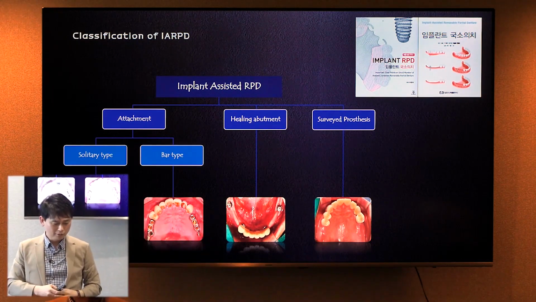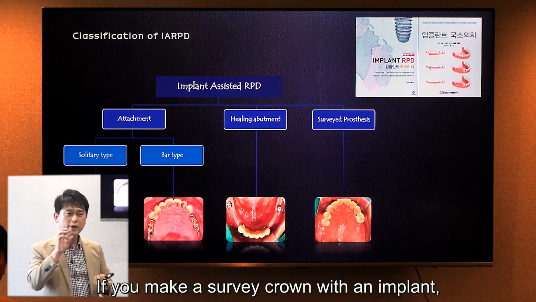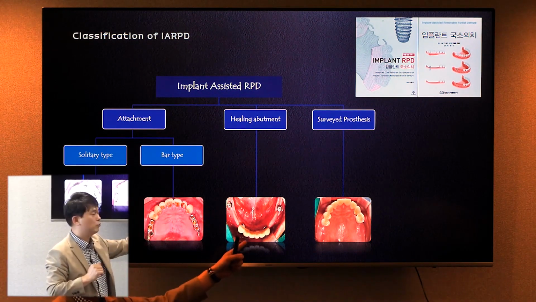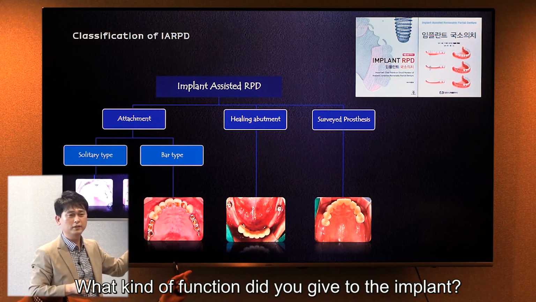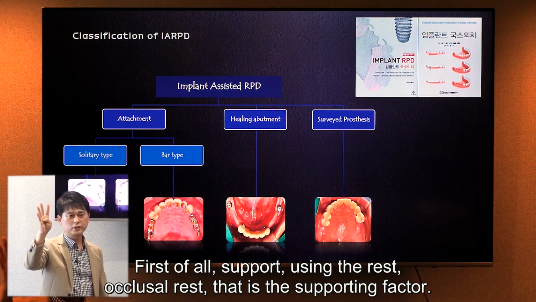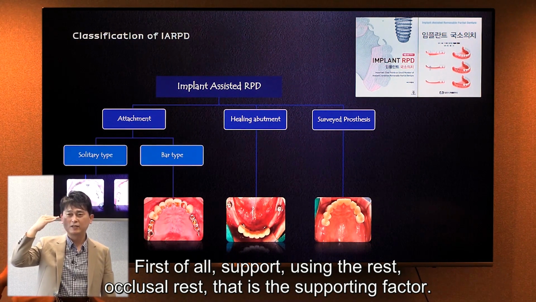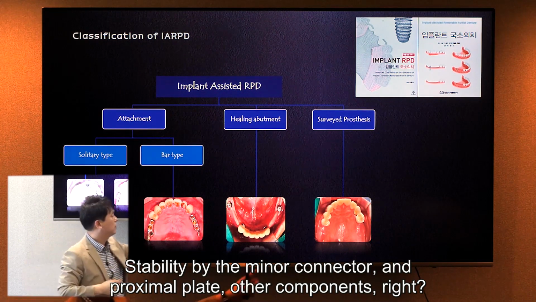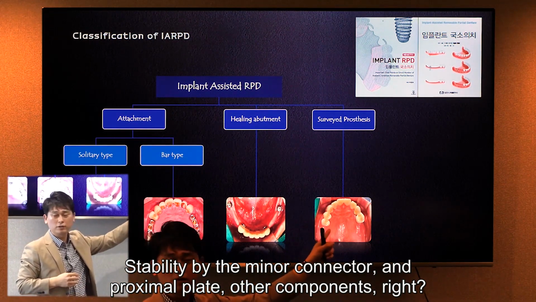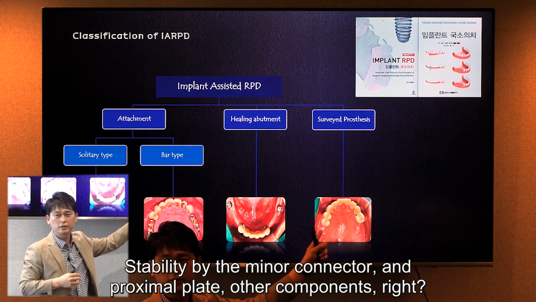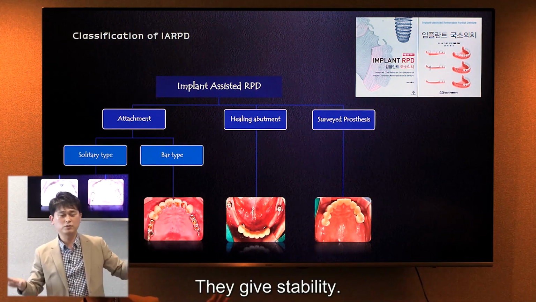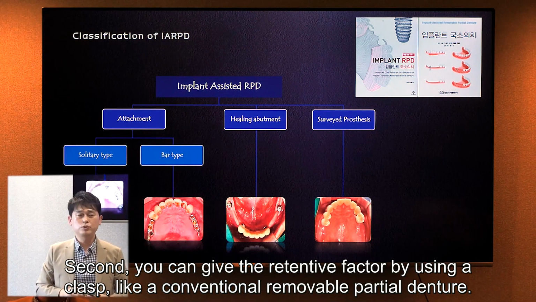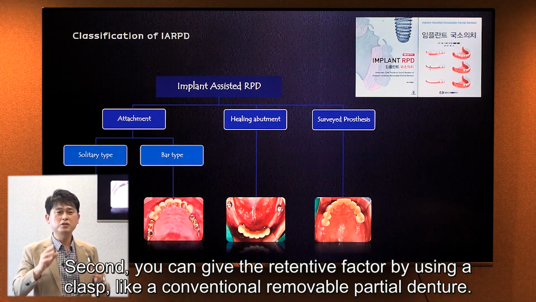Anyway, if you make the surveyed crown with an implant, what kind of function did you give to the implant? First of all, support, using the occlusal rest, that is the supporting factor. Stability, by the minor connector and the proximal plate, other components, right? Give the stability. Second, you can give the retentive factor by using the clasp, like a conventional removable partial denture.